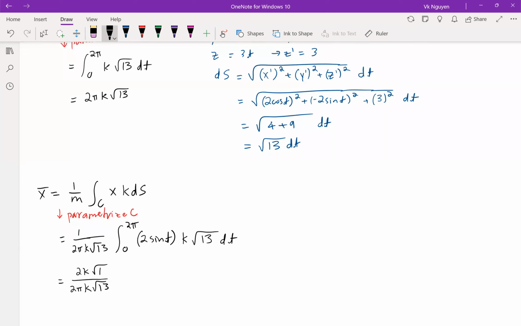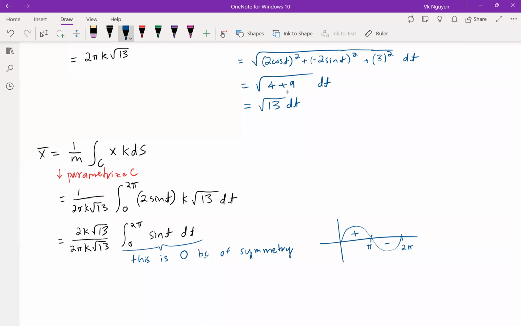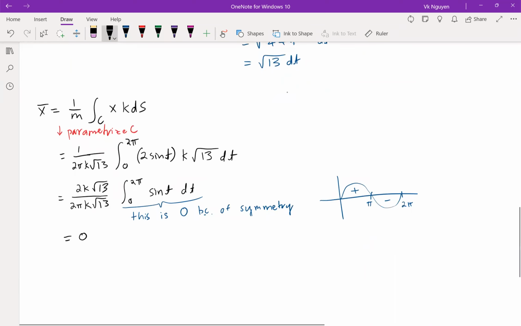Root 13. Actually, let me write this thing here. So the whole thing here is just going to be a 0. How nice.